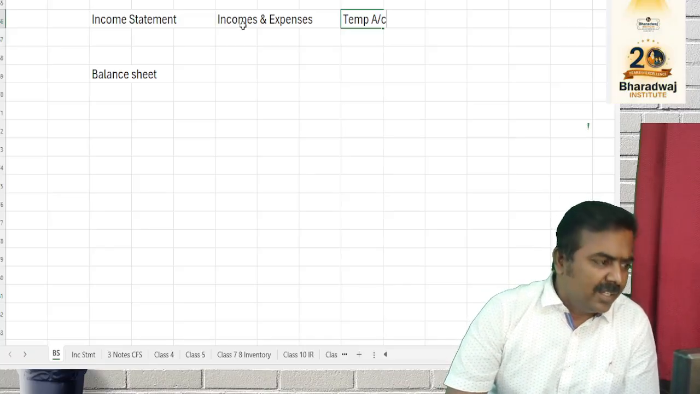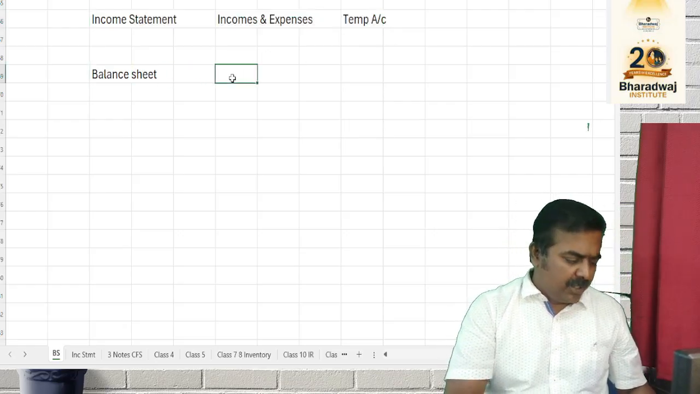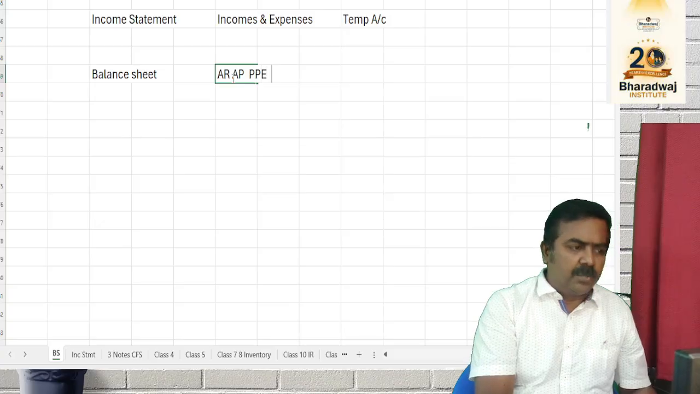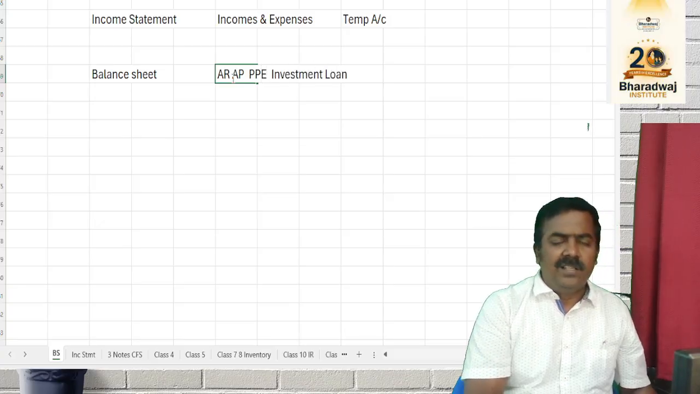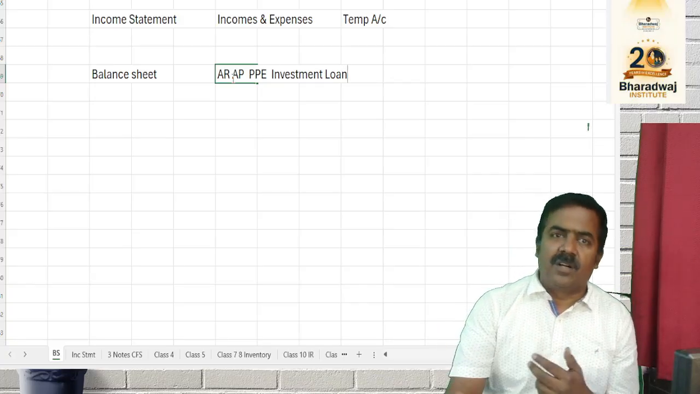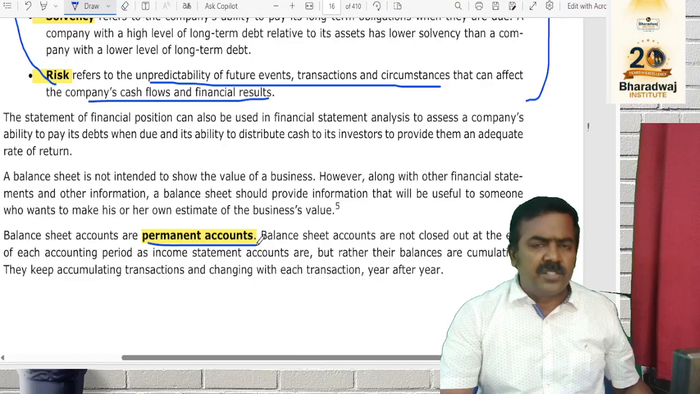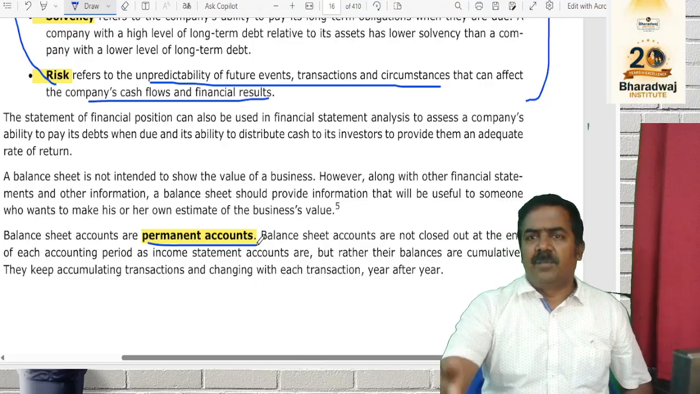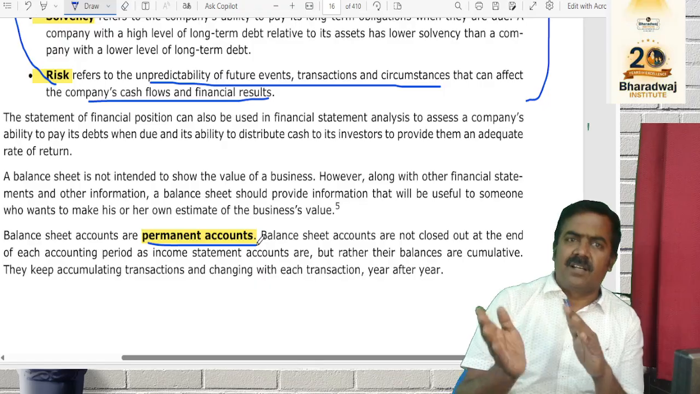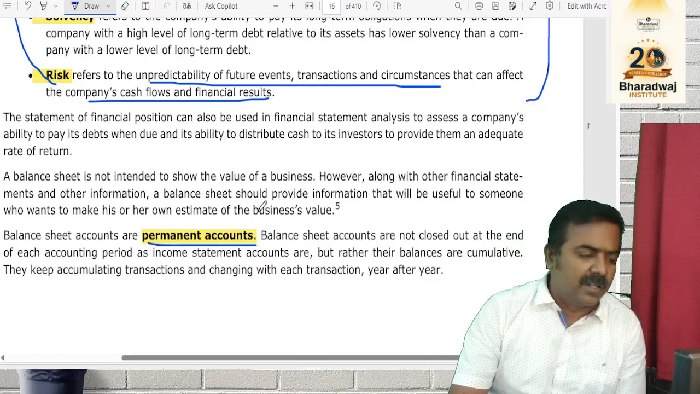Will they continue in the balance sheet? No. So incomes and expenses, the income statement, is more like which accounts? Temporary accounts. In the balance sheet you can find accounts receivable, accounts payable, plant property equipment, investment or loan. It will have a continuity from this year to next year. Permanent accounts mean the accounts that will continue from year to year. For example, you are my customer, I supply the product on credit. Whether the relationship is closed in 6 months or continues year to year, year to year it will continue. So the account ledgers will keep on continuing.